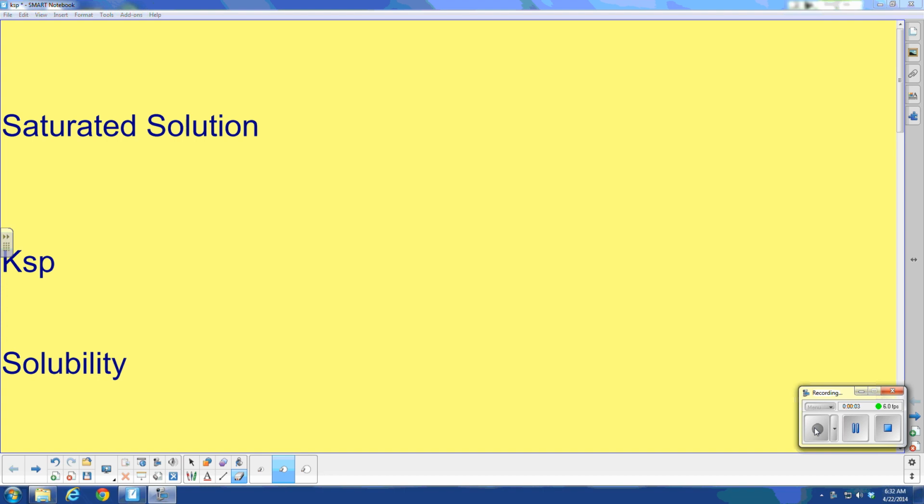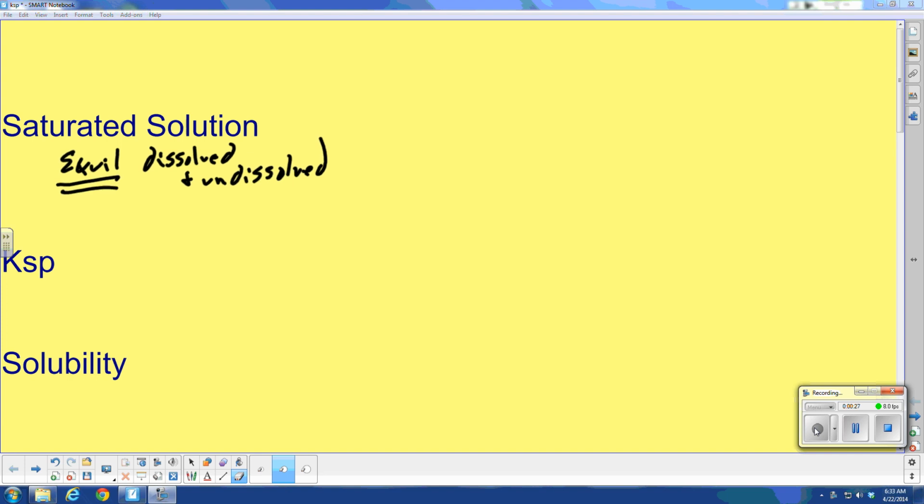Well, howdy everybody, and today we want to do a real quick review of saturated solutions, and really we want to focus on KSP. But to start, let's just talk very quickly about a saturated solution. What is a saturated solution? That is an equilibrium between dissolved and undissolved solute. Good. And the important thing here is just an equilibrium.